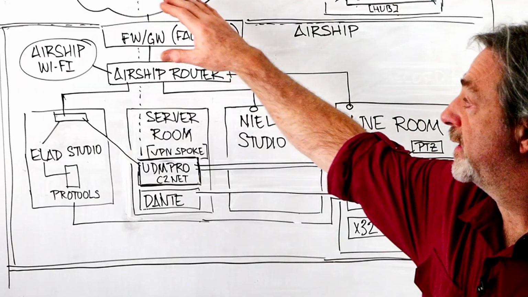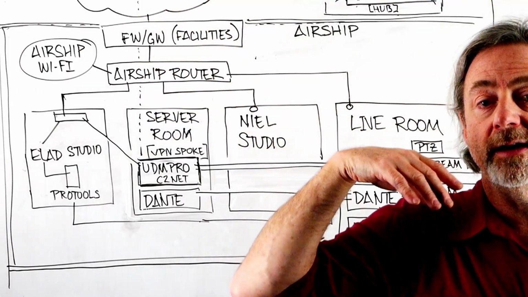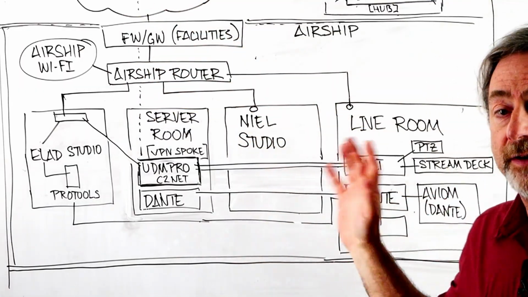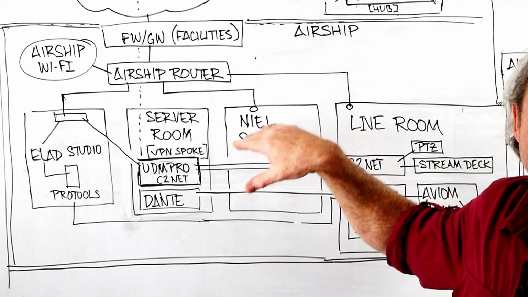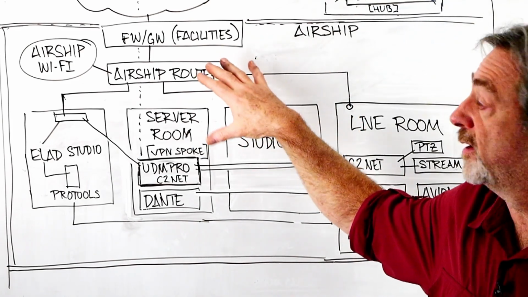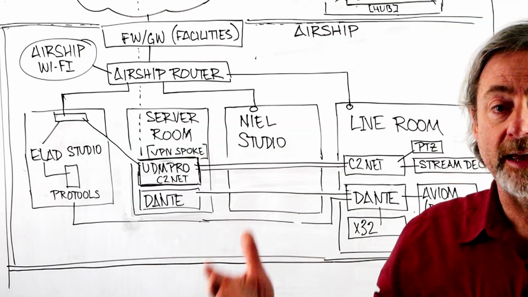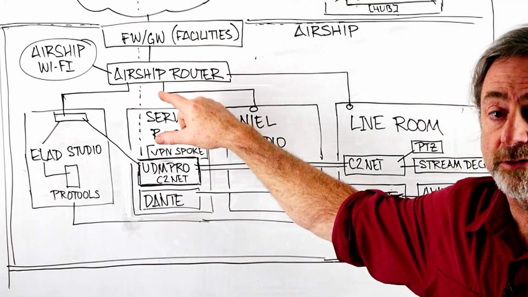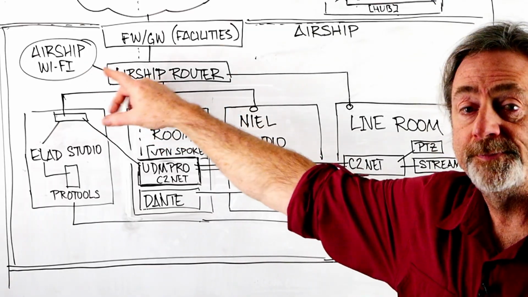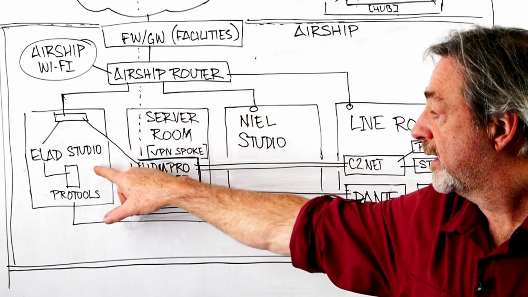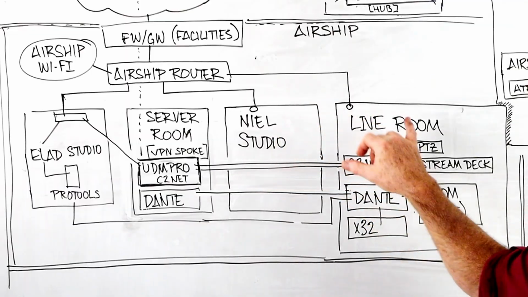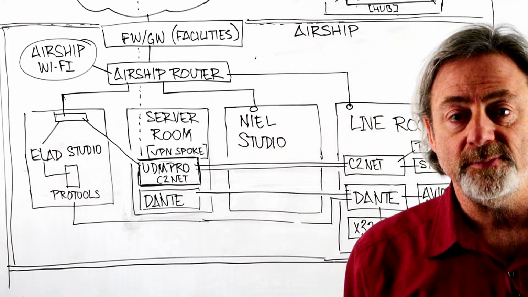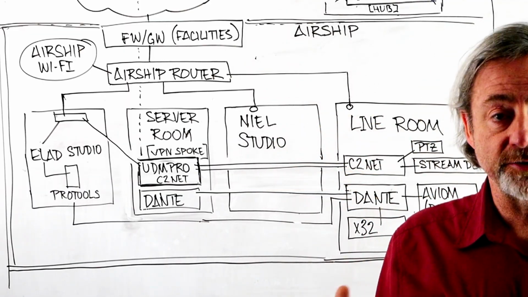Today, what we have is a firewall gateway that is run by the facilities of Airship. So it is not something that's in the building of the studio. And they are running that in gateway mode. That connects into a router, and that router has physical connections to Wi-Fi, and then has a connection into Elad Studio, Neil's Studio, and the live room. This was sufficient for us to get started.